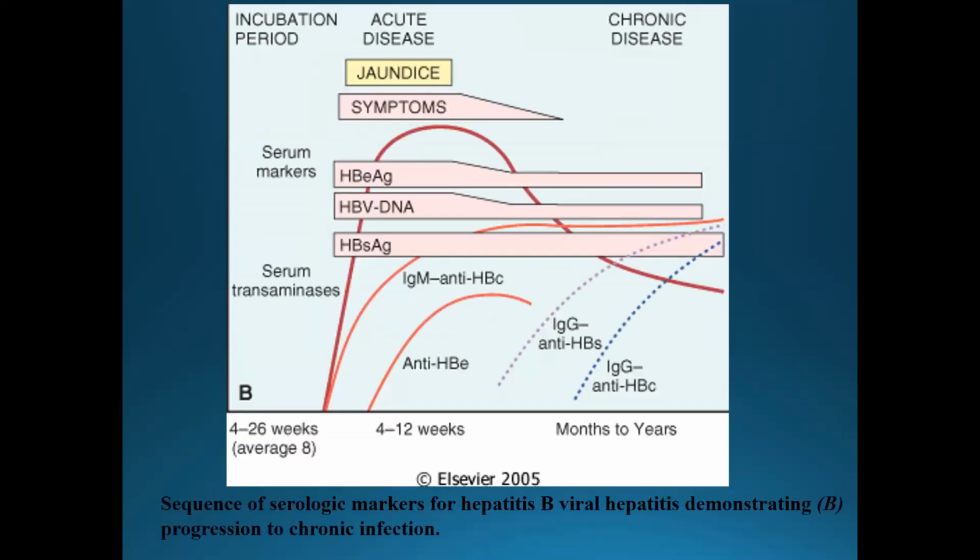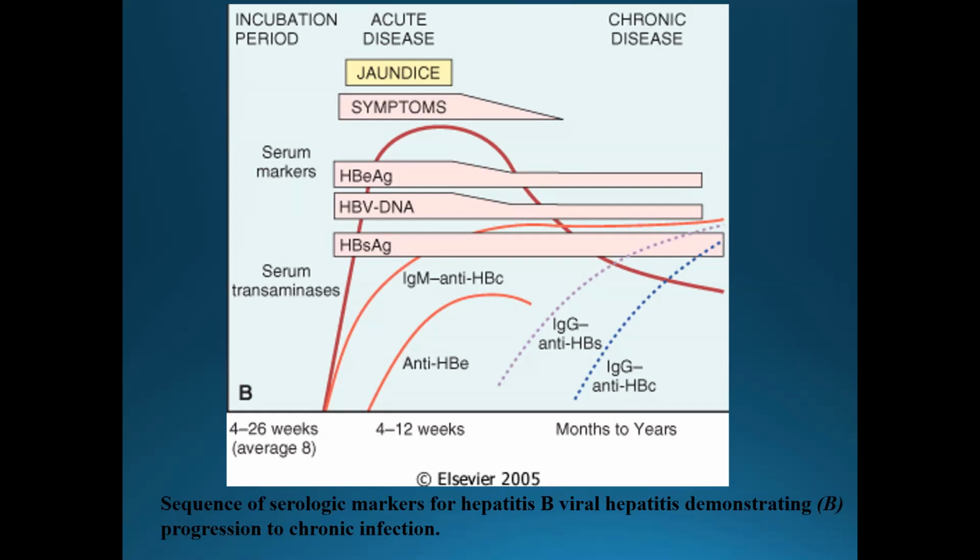The carrier state is defined by the presence of hepatitis B surface antigen in the serum for 6 months or longer after initial detection. The presence of hepatitis B surface antigen alone does not necessarily indicate replication of complete virions, and patients may be asymptomatic and without liver damage.